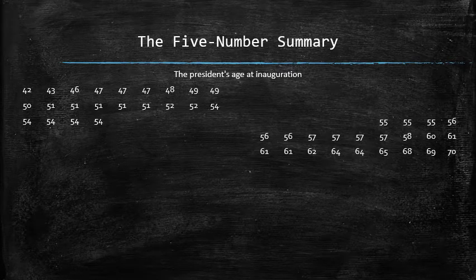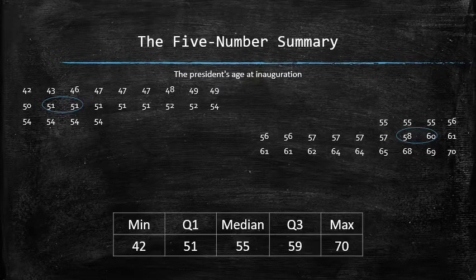In the bottom half, the number of observations is 22, which is an even number, so the median of the bottom half is the average between the 11th and 12th observations, which is 51. Similarly, in the upper half, the number of observations is 22, which is an even number, so the median of the upper half is the average between the 11th and the 12th observations, which is 59. Thus, the 5-number summary is provided in the following table.